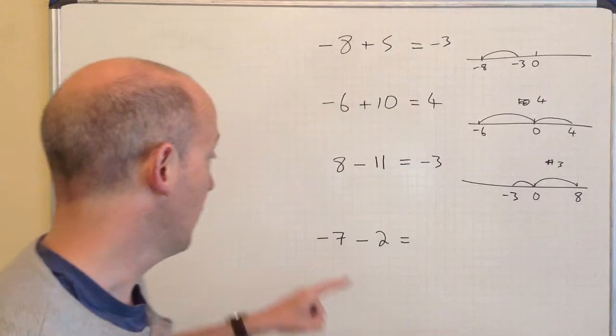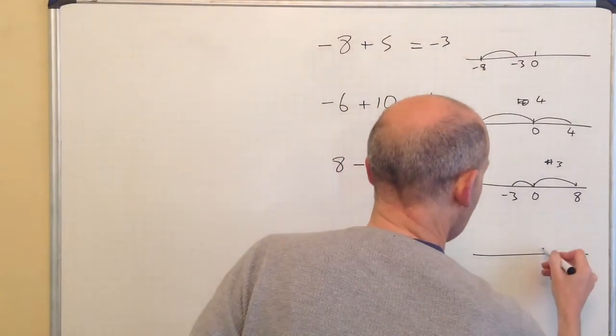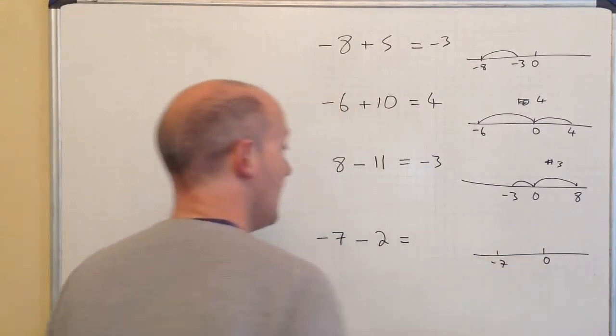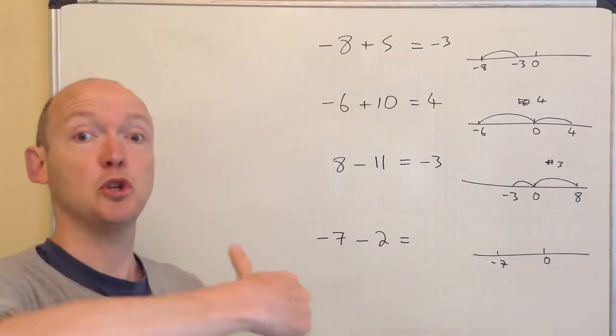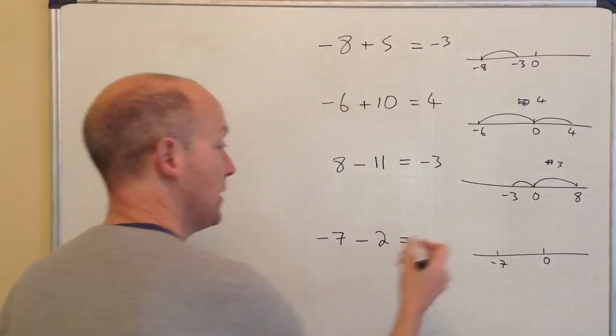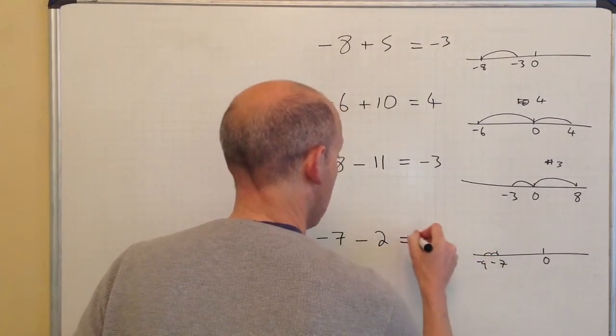And finally, we've got this one here, minus 7 minus 2. Well, let's think. We start at minus 7. Now we're taking 2, so we're going 2 that way, down the number line, not 2 that way. So where are we going to end up? Well, it's going to be 2 jumps, 1, 2, so we're going to end up at minus 9.